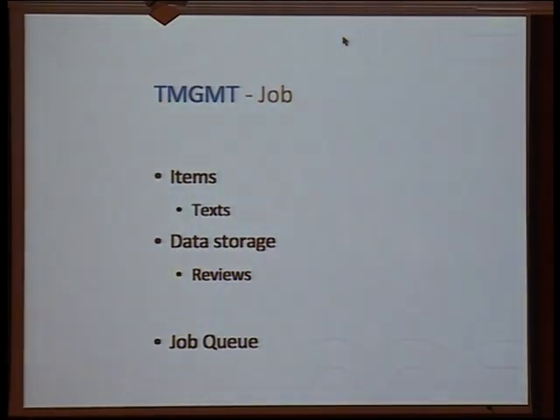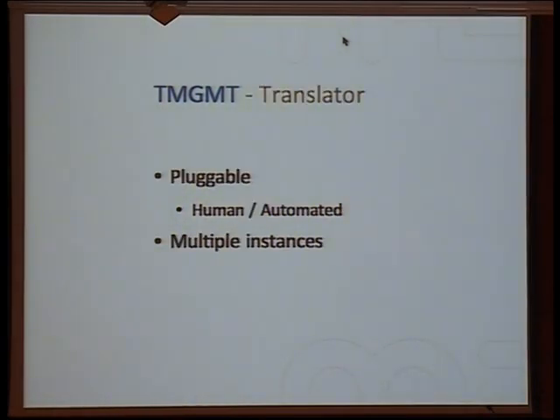And there's the global job queue to understand how many jobs are there and in what progress are they. Translators are pluggable. We have automated translators like Microsoft. We have human translation providers, where you will pay for translation. And the models of those translation providers are quite different. I come back to this for a short time. And you can even set up different settings per translator.